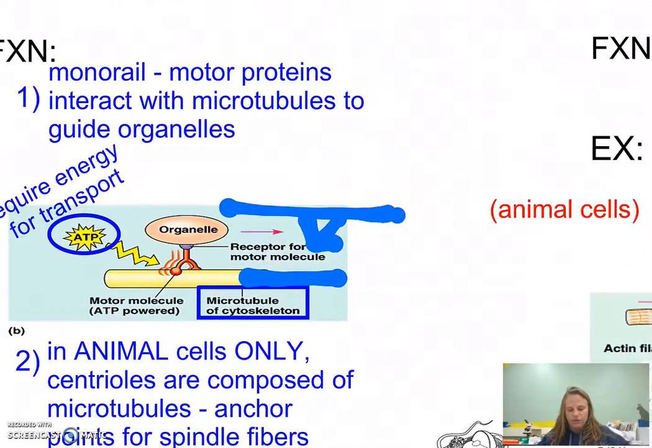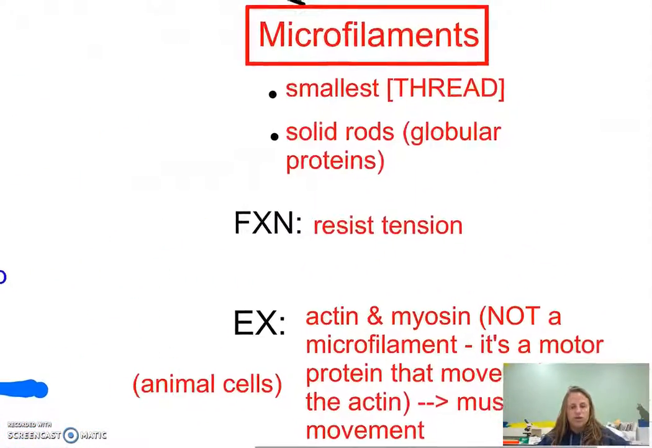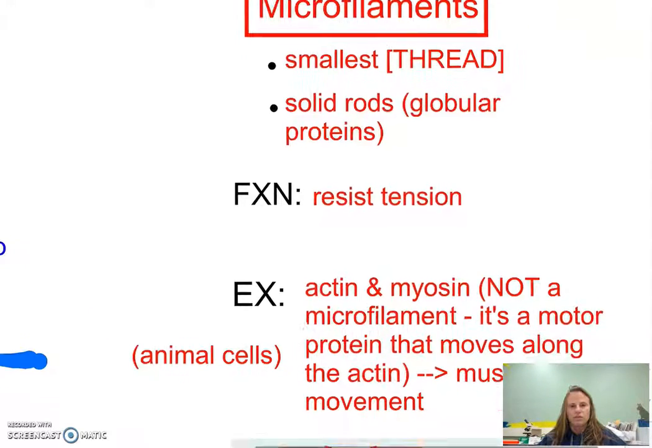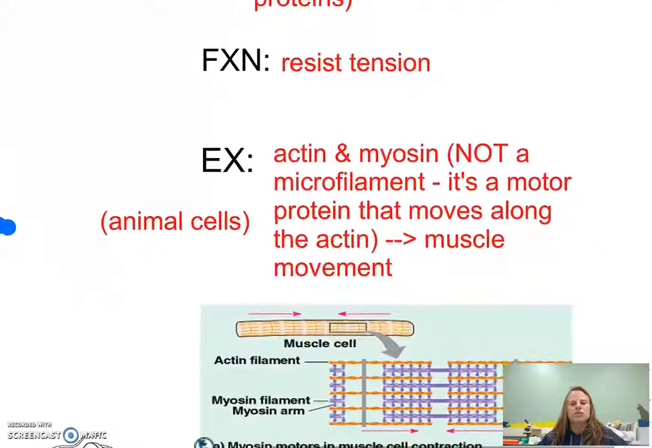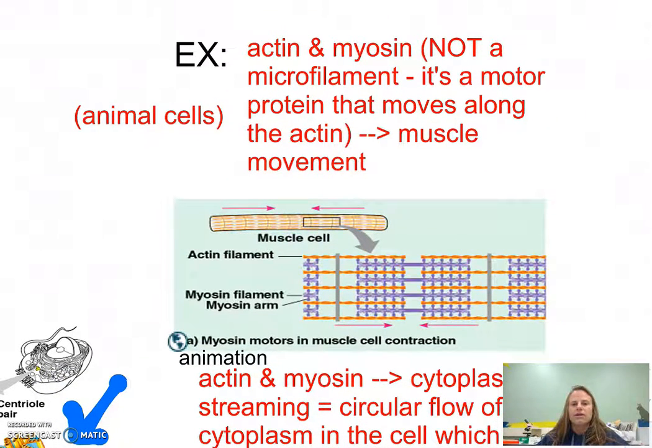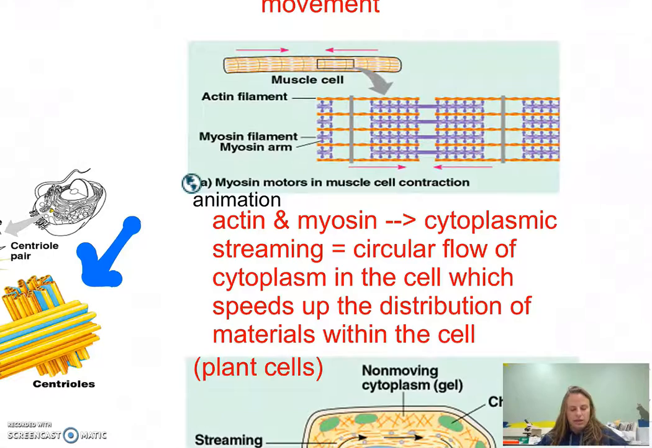So now let's shift over and talk about microfilaments. Microfilaments are the smallest type of cytoskeleton, and you can think of it like a thread-like structure where they are solid rods that are made up of globular proteins. Their main function is to resist tension. For example, actin. While myosin is not a microfilament necessarily, it's a motor protein that moves along the actin. Actin and myosin are often partnered together, and they are responsible for muscle movement. And that would occur in animal cells.